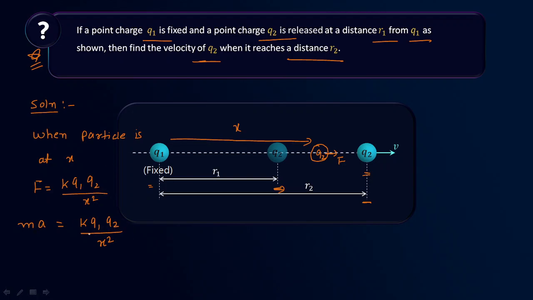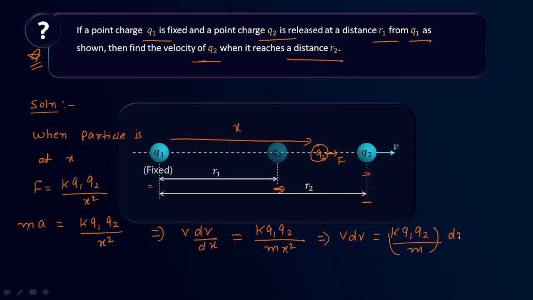Yes or no? Now acceleration can I write as v dv by dx. Any problem in this? We can write acceleration like this. So that will be equal to, now mass we can move on right side. So we have k q1 q2 divided by m times x square. Right? Now simplify this. Very simple. So here now we have v dv, that will be equal to k q1 q2 divided by m. These terms are constant, and we have dx by x square.